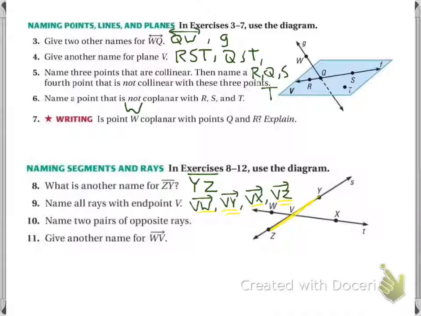The last one, give another name for WV. Now this one we got to be careful on. WV is a ray. It's a ray that starts at W and goes off permanently, infinitely. Now, W has to be the first point because it's still the start of it. But it goes through V, and it also goes through X. So if we call it WX and put the ray arrow above it, it'll still work. We're still good. That's still a ray that starts at W, goes through a point, V and X, still on the same line, and then goes on infinitely.